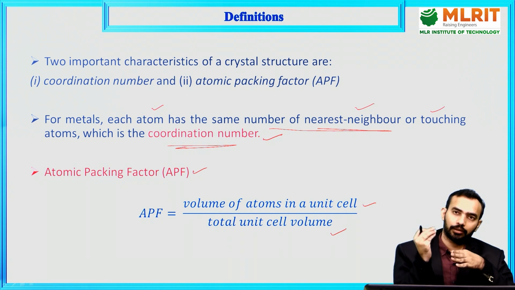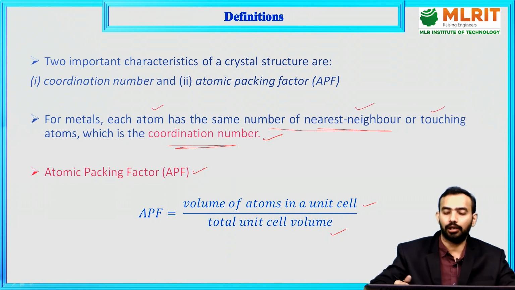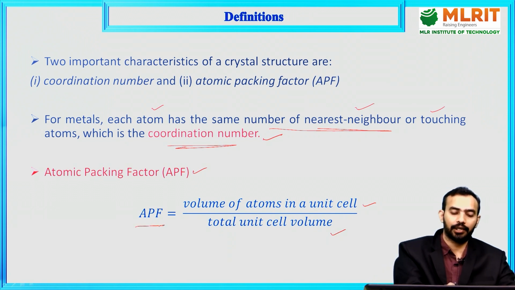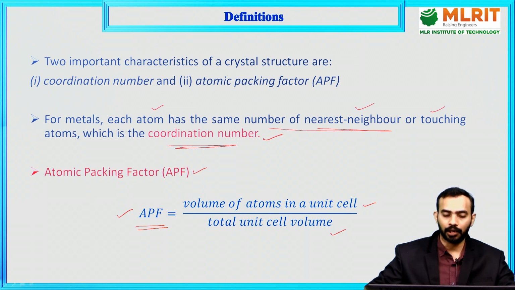So the packing density or packing factor is how much volume is occupied by the atoms in the unit cell, divided by the total unit cell volume. It is also called APF in short form, atomic packing factor, and sometimes packing factor alone, and sometimes packing density. All imply the same parameter: the volume of the atoms occupied in the unit cell to the total unit cell volume.